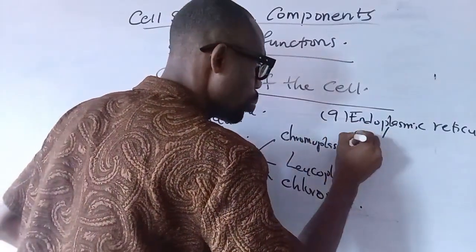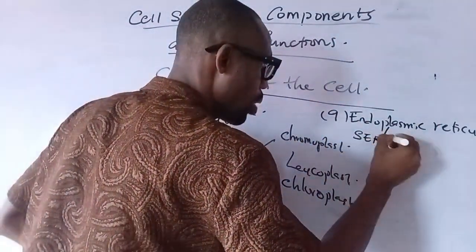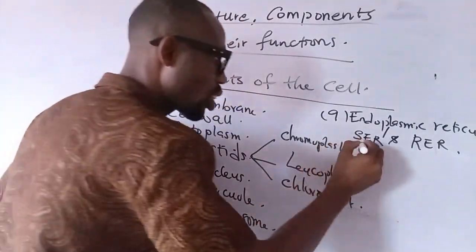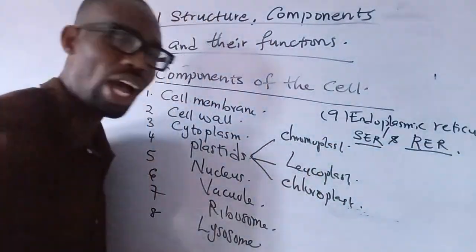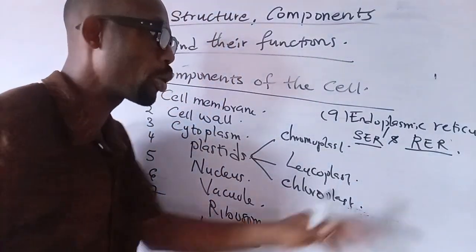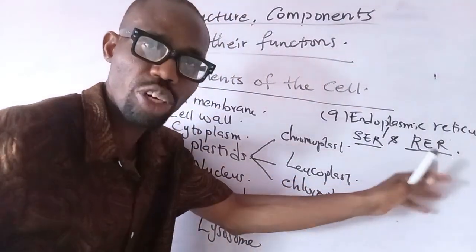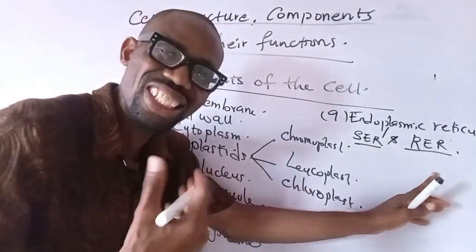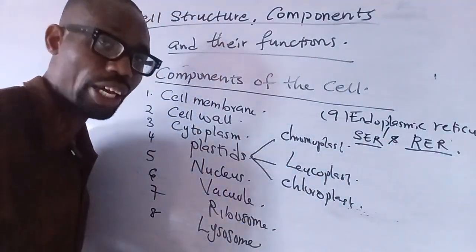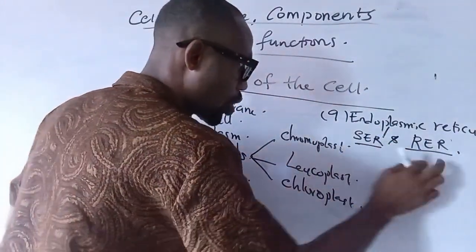Into what we call smooth endoplasmic reticulum and rough endoplasmic reticulum. It is on the basis of the presence of the ribosome attached to it. For the ones that are rough, they have ribosome. And the function of the ribosome is to do what? Synthesize protein. But for the smooth endoplasmic reticulum, there is nothing like ribosome. So that's what gives the major difference.